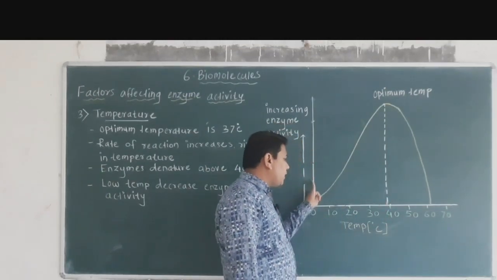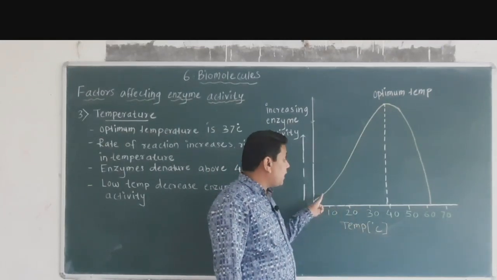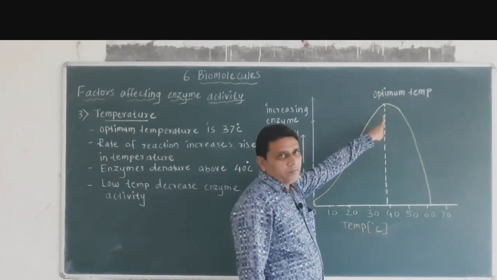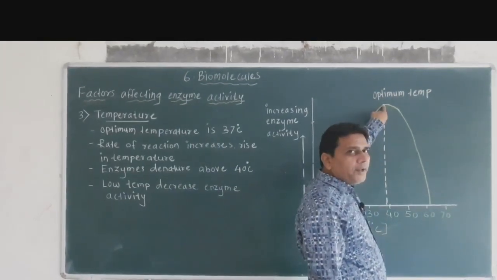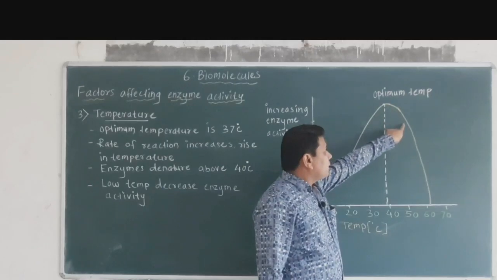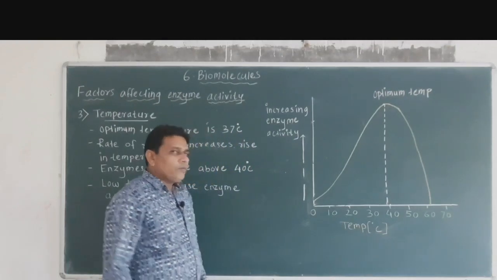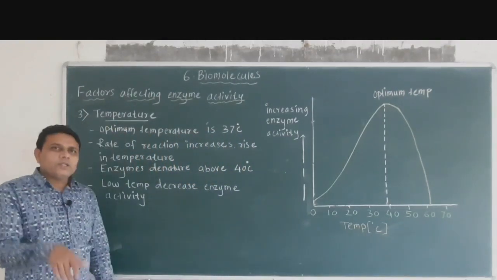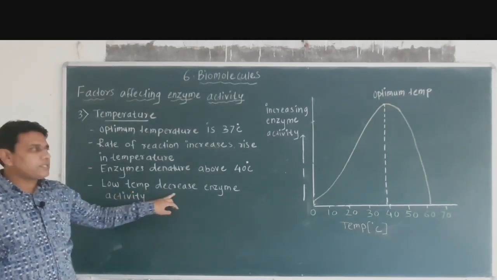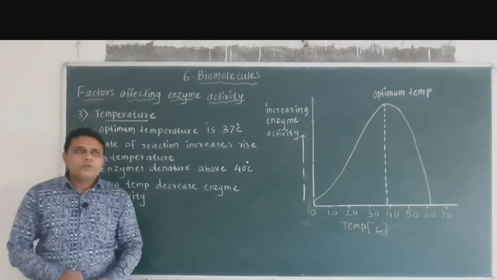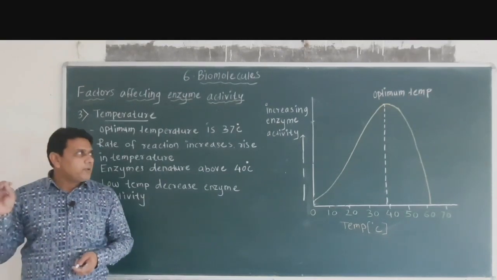So here we can see with the help of this graph that as the temperature increases, there is rise in the enzyme activity. But when temperature increases above 37 degrees Celsius, then there is decline in enzyme activity. Similarly, when the temperature is low, the enzyme activity will slow down. So, low temperature decreases enzyme activity. So, temperature is one of the important factors which affects the enzyme activity.